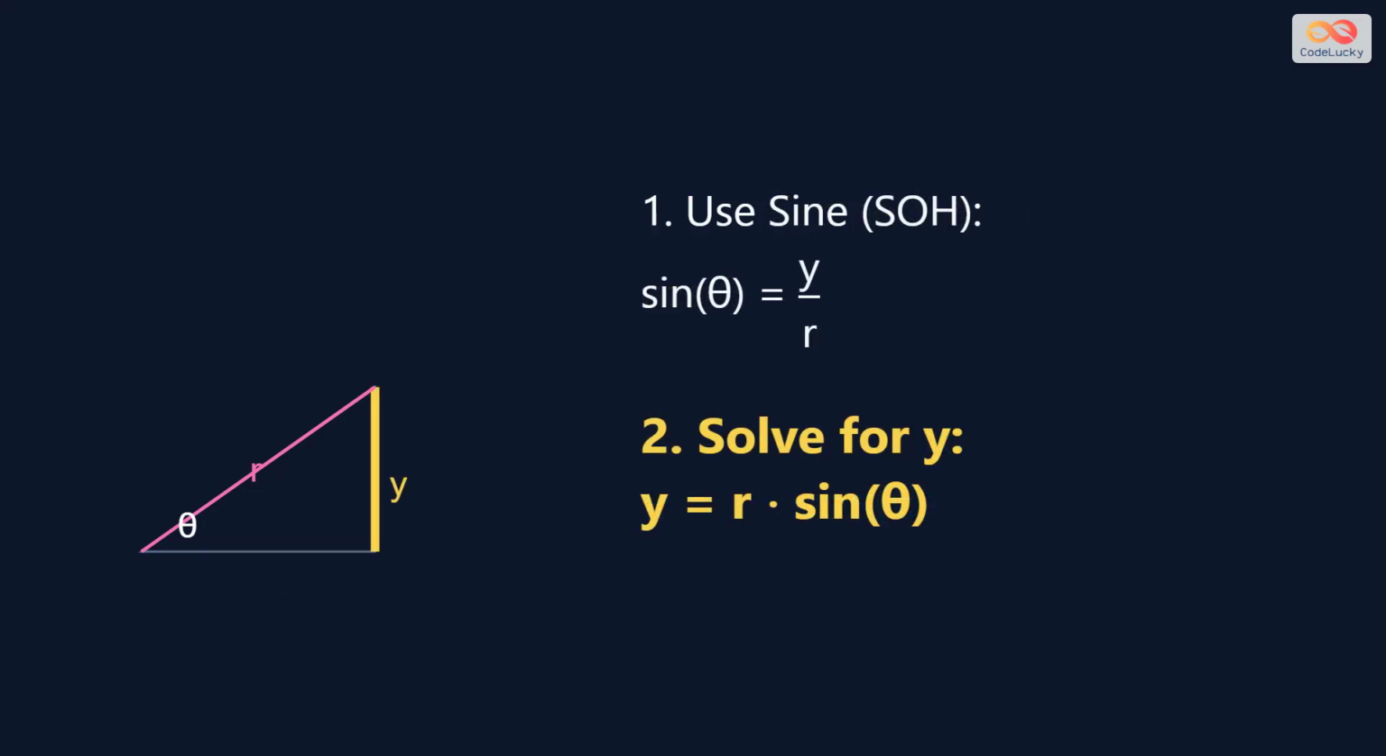Now for y, since y is the opposite side, we use sine. We know that sine of theta equals y divided by r. Rearranging this in the same way, we get our second formula. Y equals r times sine of theta.